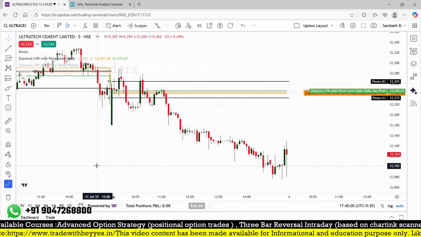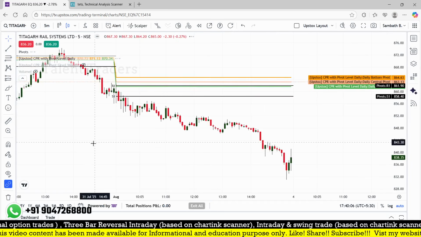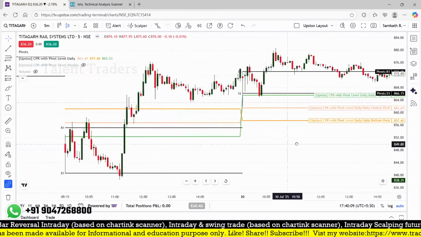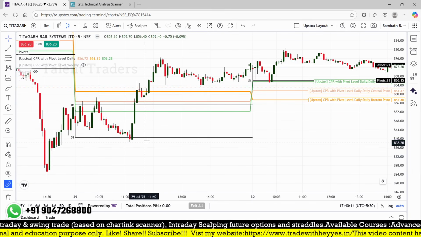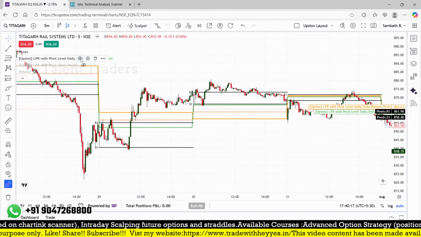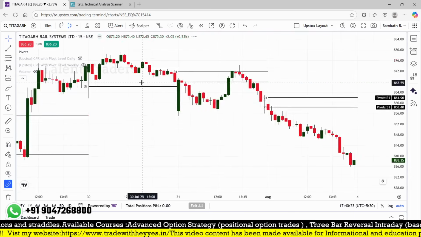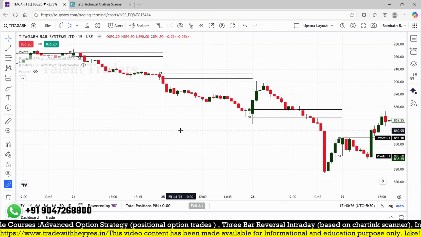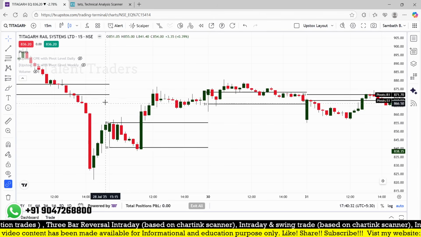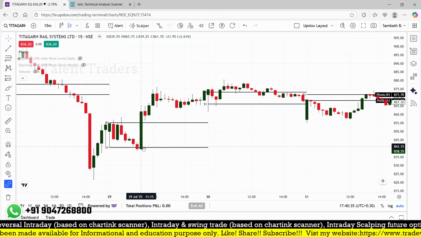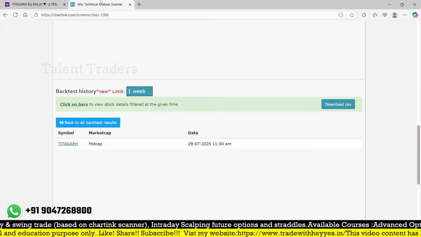Titagarh. So it was inside R1 and S1 of the Camarilla pivot. Let me show you. Maybe if such a kind of pattern forms, we can look for a breakout. I think this is the 29th. Yeah. This is the first 15 minutes candle on 29th, and it is exactly inside between R1 and S1. So maybe we are looking for a breakout, but initially it went downside, and after that it gave you a breakout upside, and it was moving slightly. But that condition also doesn't work.